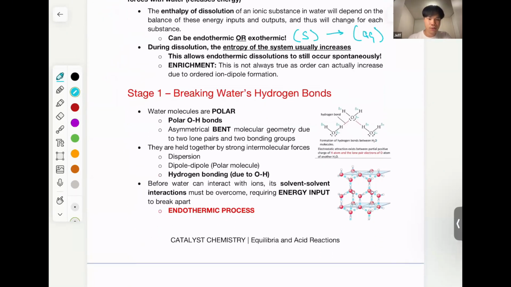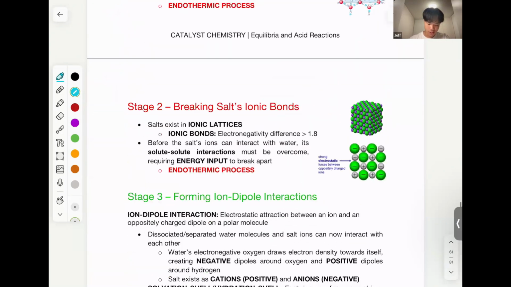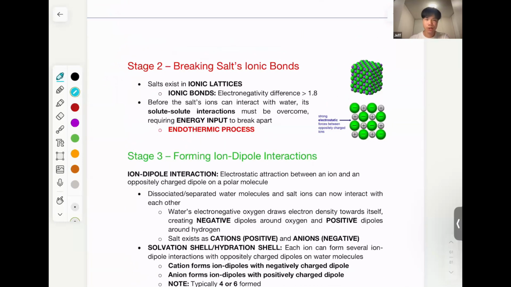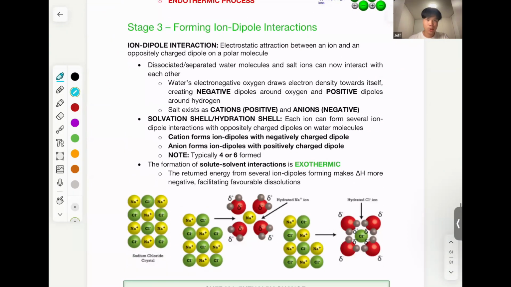So in the first stage, you break apart water's hydrogen bonds. That requires energy. In the second stage, you break apart the ionic bonds that hold together an ionic lattice. That requires energy as well. And the final stage is where you are forming ion dipoles between the ions and the dipoles of water.